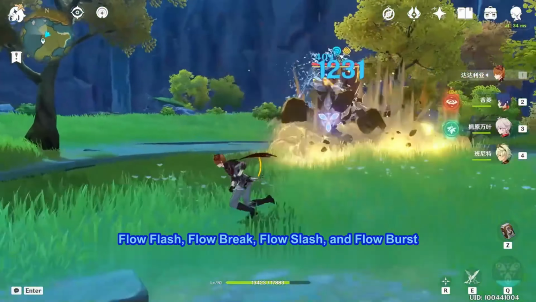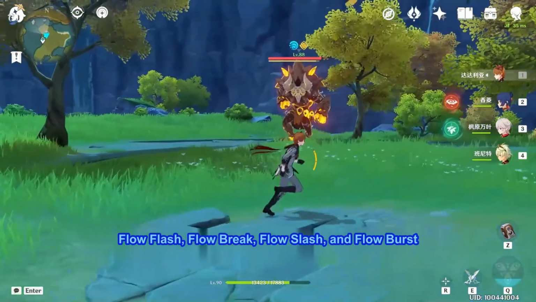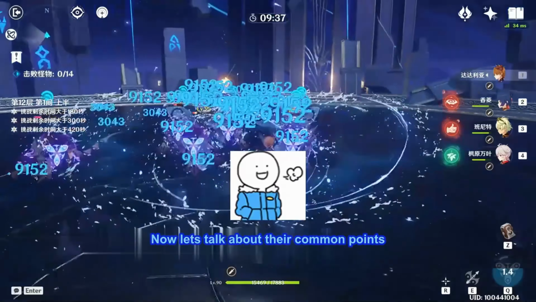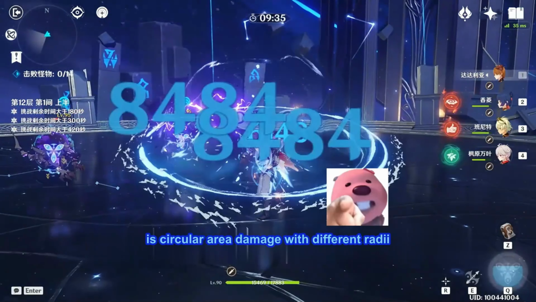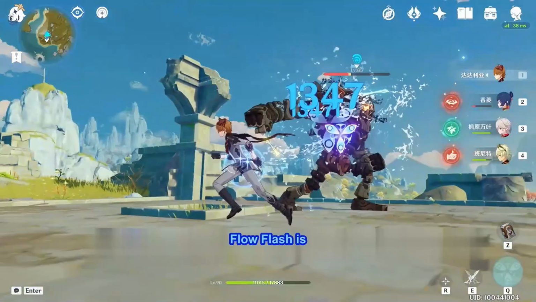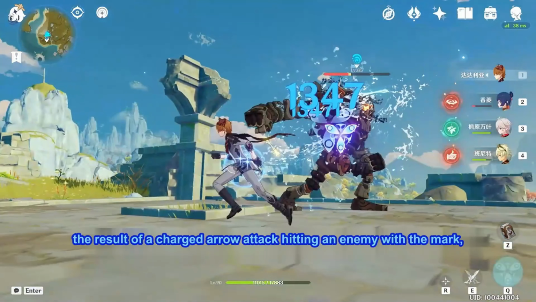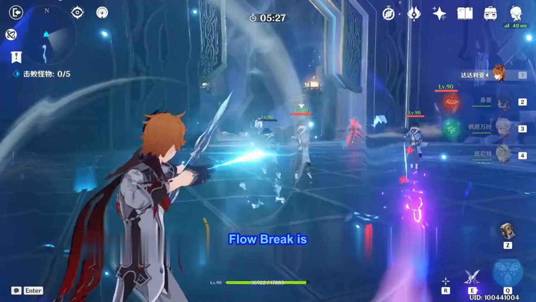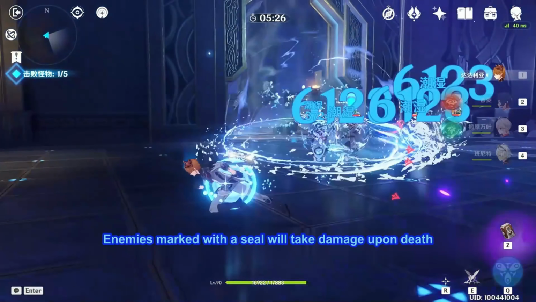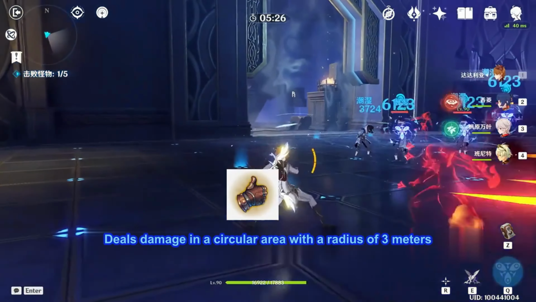They are called flow flash, flow break, flow slash, and flow burst. Now let's talk about their common points. All flow interruption damage is circular area damage with different radii. Flow flash is the result of a charged arrow attack hitting an enemy with the mark, resulting in 3 hits within a radius of 2 meters. Flow break is when enemies marked with a seal take damage upon death, dealing damage in a circular area with a radius of 3 meters.